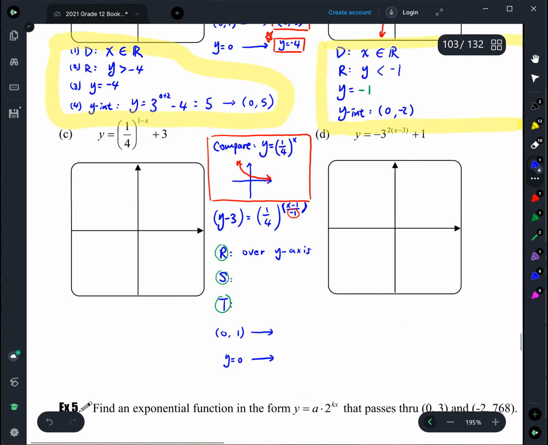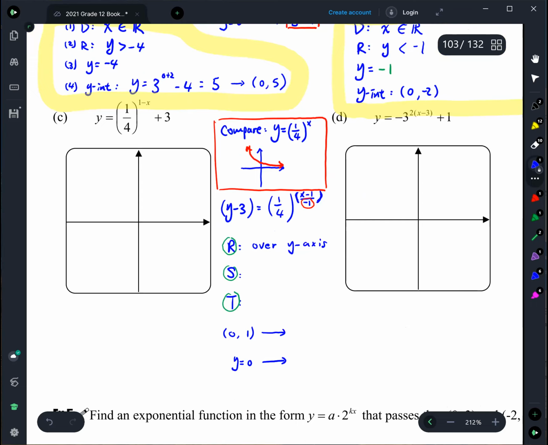Okay, so if you find that you have trouble with the reflection, that means you need to go back and take a look at more examples in chapter 1. Review transformation. How to tell reflections from your story form. Okay, stretching, shrinking, we have none.